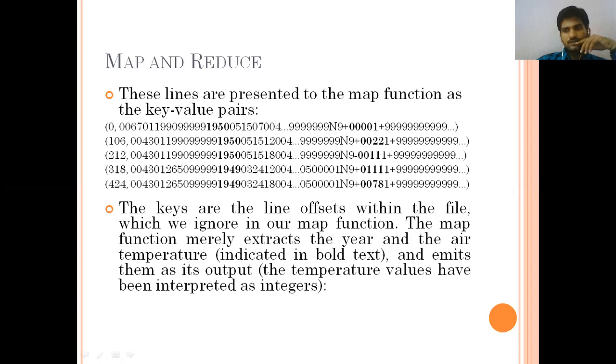So what is this everything? So that explanation is here. See that the keys are line offsets, which we ignore in our map function. The map function merely extracts the year and the air temperature, which I included in the bold text, and emits them. It outputs the temperature values as being interpreted as an integer.